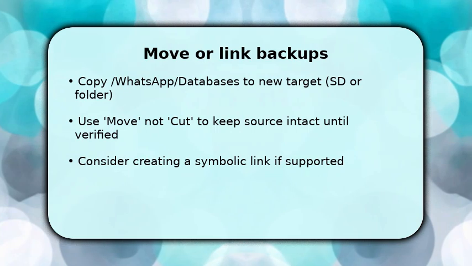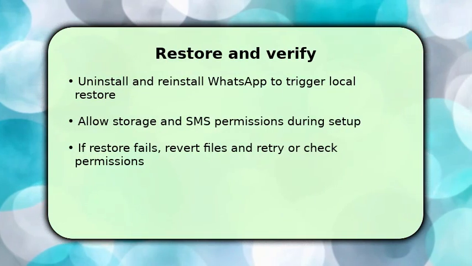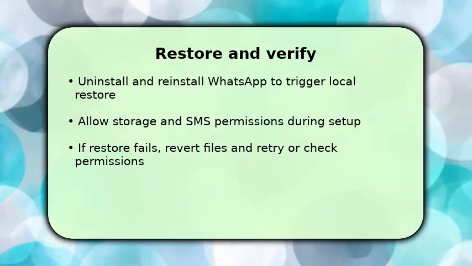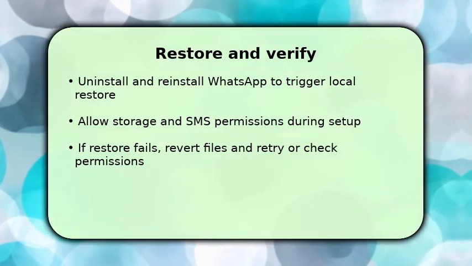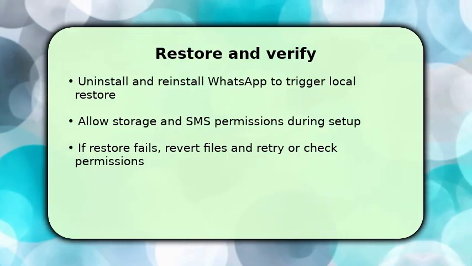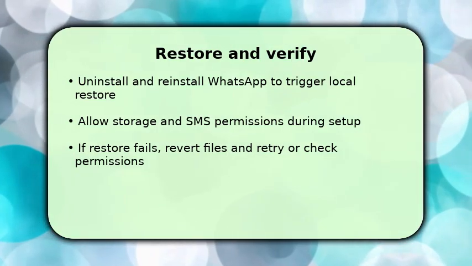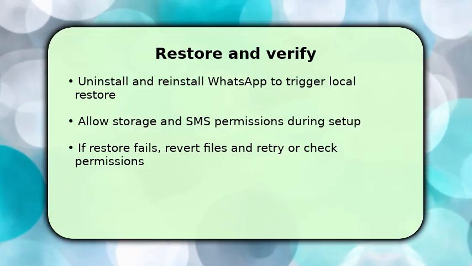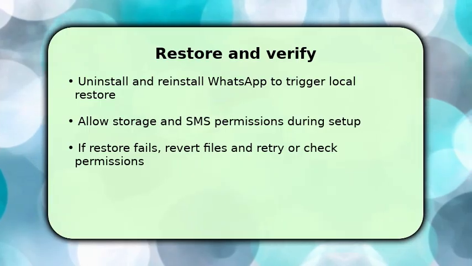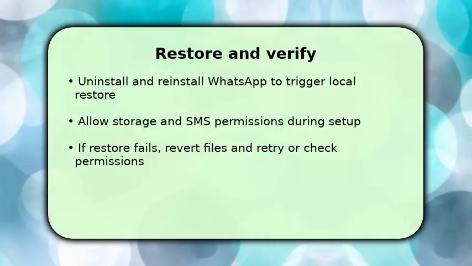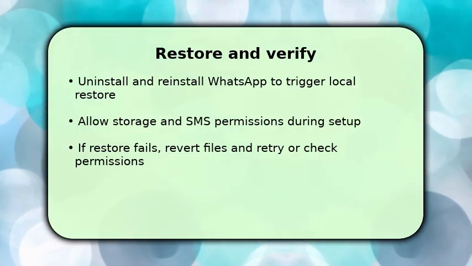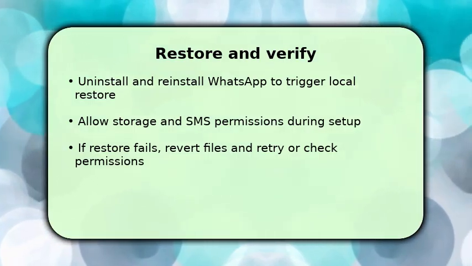Finally, you trigger WhatsApp to use the moved backup and confirm everything works. Uninstall WhatsApp, reinstall it, and during setup allow all requested permissions so local backups are visible. When prompted, choose Restore. Once completed, check chats and media for completeness. If messages are missing or restore fails, reinstall and restore from the original copy you retained or check file ownership and permissions. One key tip: if permissions block access, grant storage permission or try a different file manager.